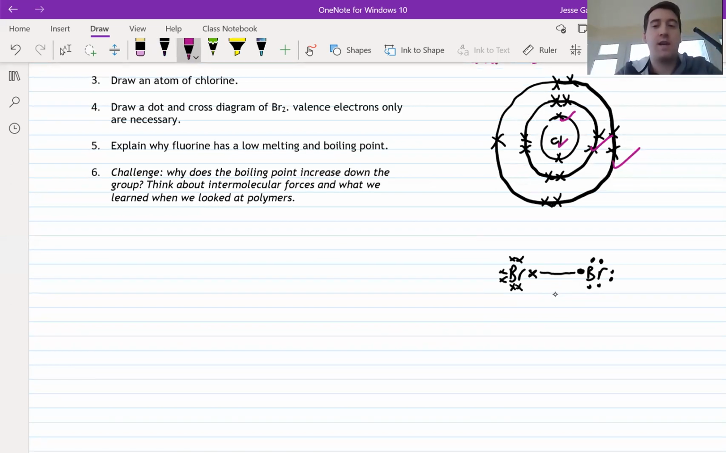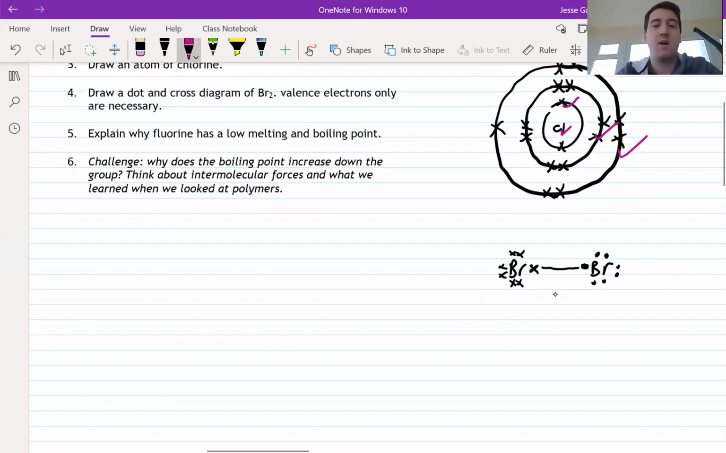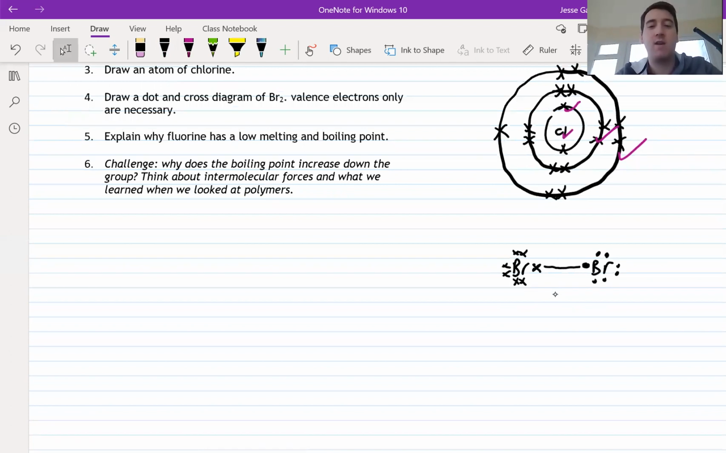If you're struggling with that, then I suggest you go back and watch bonding when we did ionic dot and cross diagrams, because again, it's really going to help to understand this stuff better. Explain why fluorine has a low melting and boiling point. Fluorine has a low melting and boiling point because it only has weak van der Waals forces.